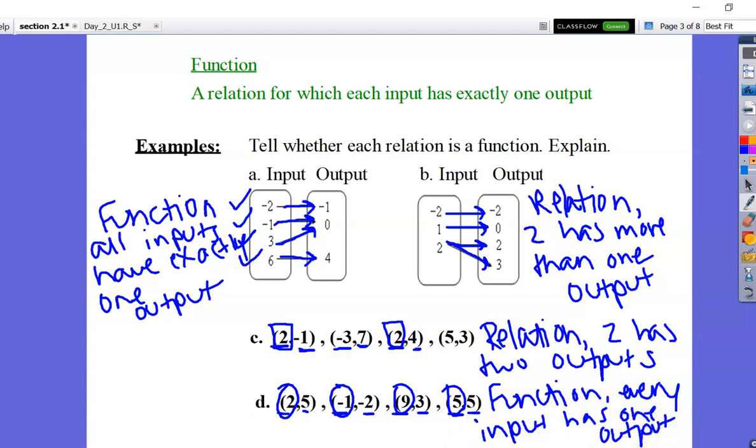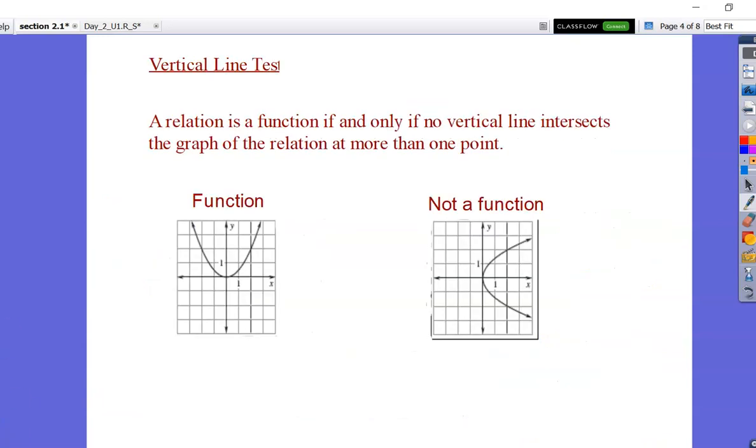Every input has exactly one output. Another way we can check to see if we have a function or not is by using what's called the vertical line test. When you use the vertical line test, you're going to picture holding up a pencil or a straight line vertically, just like how this purple line is, and then you're going to slide it across the graph that you're looking at.